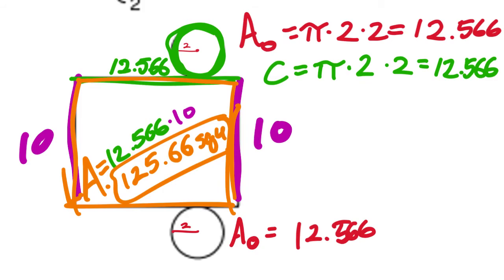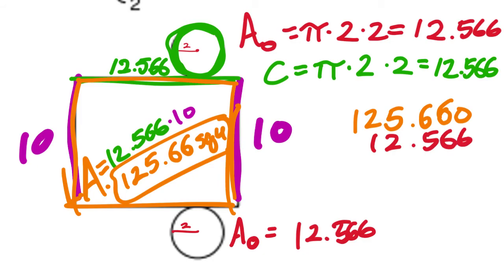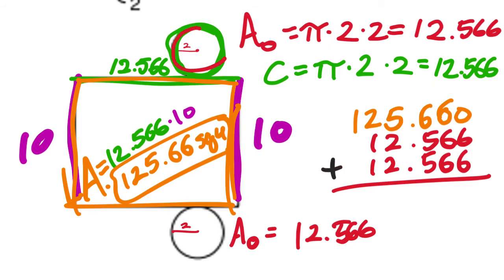But I do want the full area, right? So I can take the 125.66 and then we need to add 12.566. If you already multiplied it by 2, then you just add that. But I'm showing all 3 areas right here. You have the area of this circle and this circle in red, and then the lateral area there in orange. We just need to add those together. So 125.66 plus 12.566, 2 of those. And this is what I get for my total surface area.